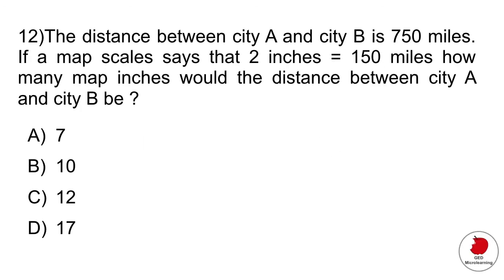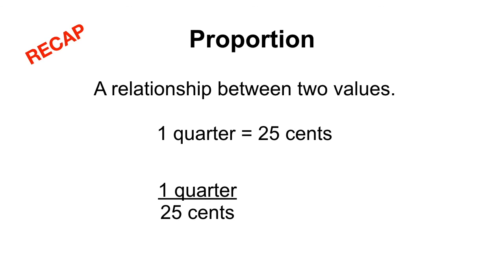Question 12. The distance between city A and city B is 750 miles. If a map scale says that 2 inches is 150 miles, how many map inches would the distance between city A and B be? Okay, so this is an example of a proportion. A proportion is simply a relationship between 2 values.